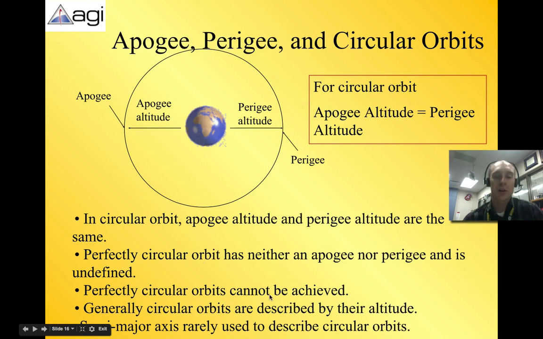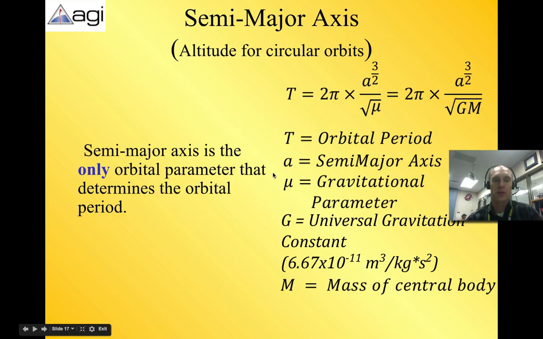So generally circular orbits are described by their altitude, and semi-major axis rarely is used to describe circular orbits because it's the same all the way around. So if you have a circular orbit, then that's the case. Now again, natural objects never are circular, they're always elliptical, but man-made things like satellites can be very close to circular. All right, now let's take a look at orbital periods.